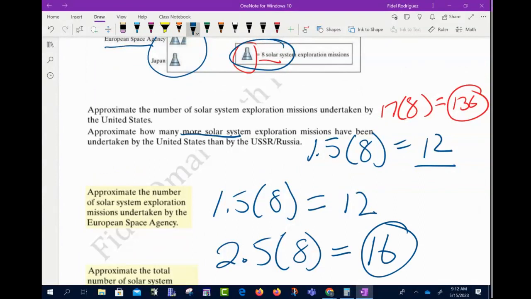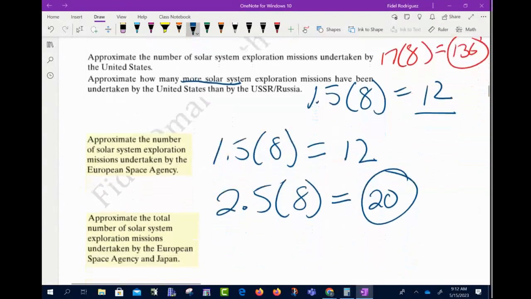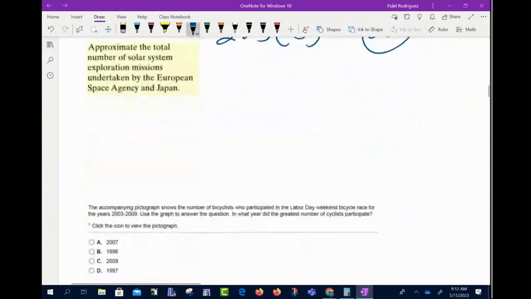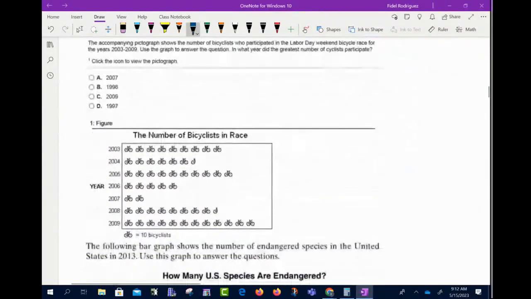No, it's got to be more than 16, right? Isn't it 20? Yeah, it's 20, right? Because we know 8 times 2 is 16, and we know half of 8 is 4, and we add those together, there's our 20, right? What do y'all think? Pictographs? Not too bad to do?